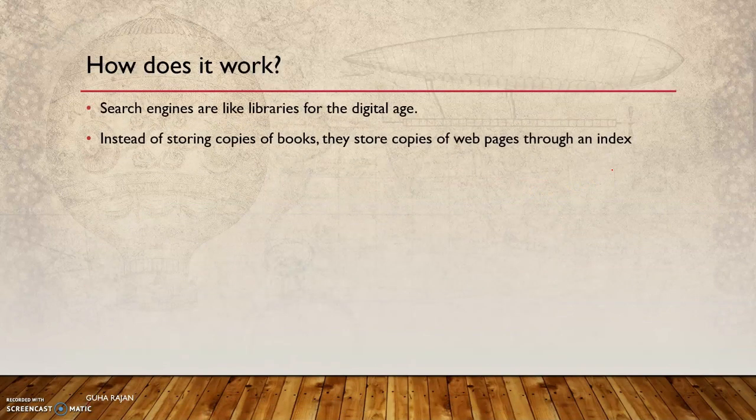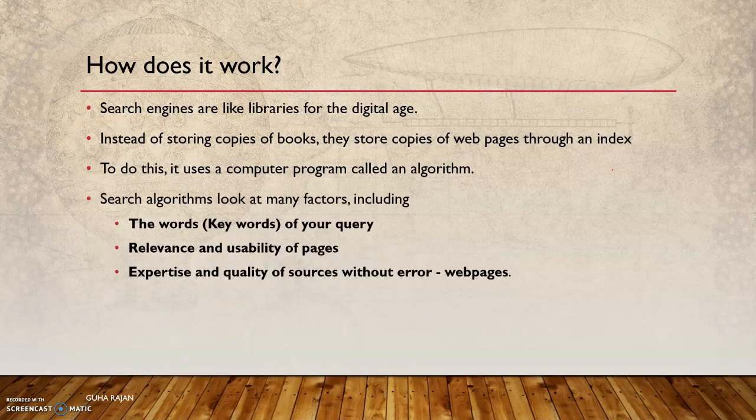Search engines are like a library for the digital age. Instead of storing the entire book, it stores the web pages. It will not even store the entire page, it will store the critical information like the description of the web page, which is called the metadata of the page. Those are indexed and stored inside the Google server, so that they get retrieved when you perform a search. And how does it do that? It has a computer program called an algorithm, and it performs the search.